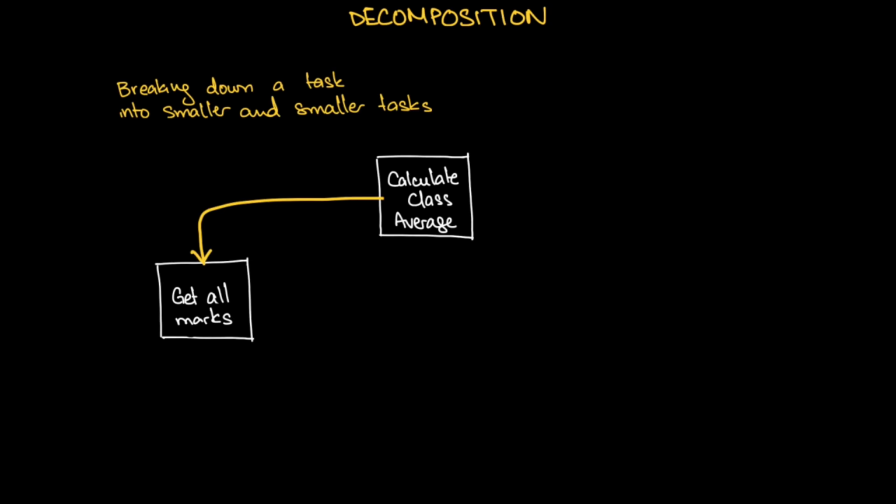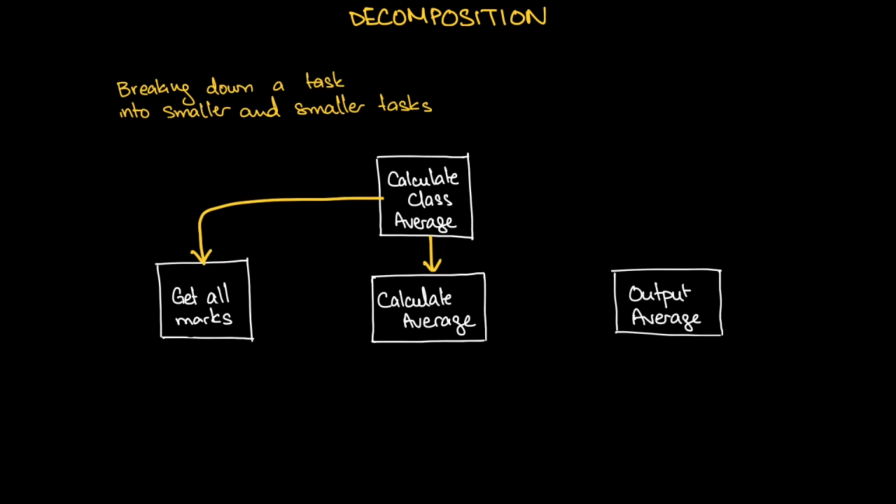Now, similarly, getting all the marks isn't enough. We need to actually do stuff with it. So let's say we calculate the average using those marks. So that is also a subtask of calculating the class average. And finally, we also need to output this average that we calculate for it to be actually usable to the user of the program. So for it to be actually useful. And so now we basically split this one task that we had into 3 more individual tasks. They're simpler to do, but they're more in quantity.